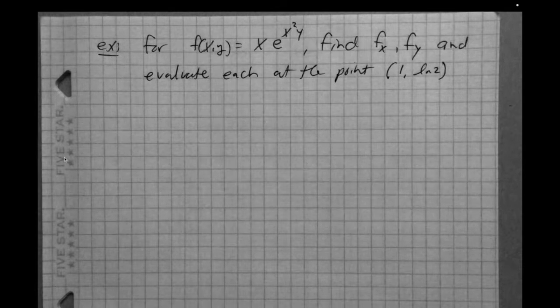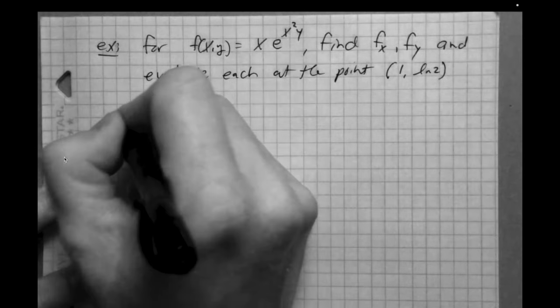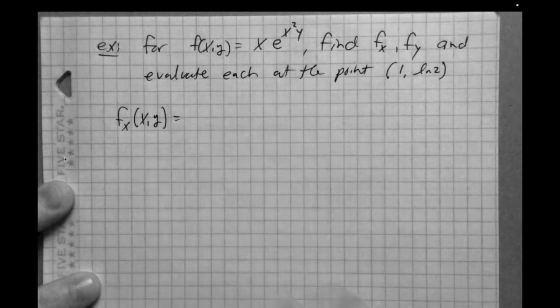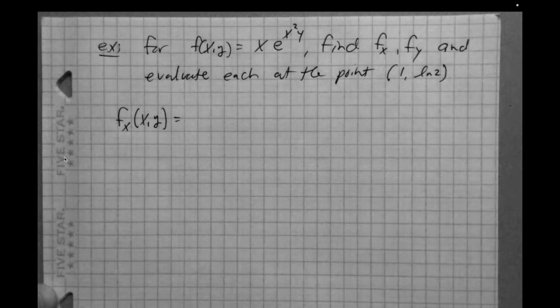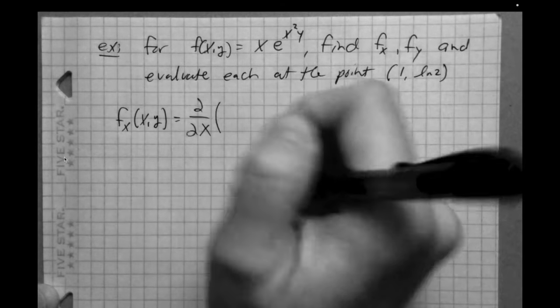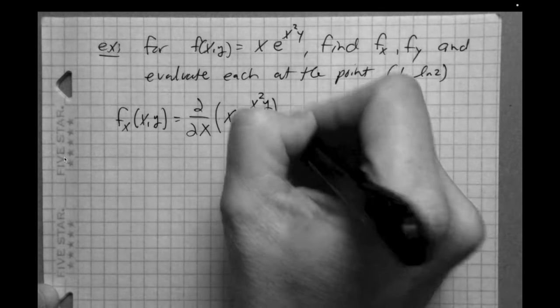Right, so this is a function of x and y. Let's evaluate each of these at the point (1, ln 2). So let's go ahead and try to differentiate. We'll start with the partial derivative with respect to x. So f_x(x, y), and I'm just going to be very intentional with all the notation here, just because we're learning. So that's ∂/∂x of x e^(x²y).